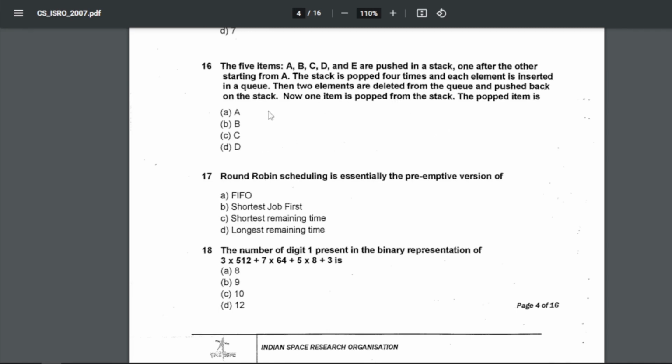Question number 16: five items A, B, C, D and E are pushed onto a stack one after the other starting from A. The stack is popped four times and each element is inserted in a queue. Then two elements are deleted from the queue and pushed back onto the stack. Now one item is popped from the stack. The popped item is what? So the popped item will be D, right?